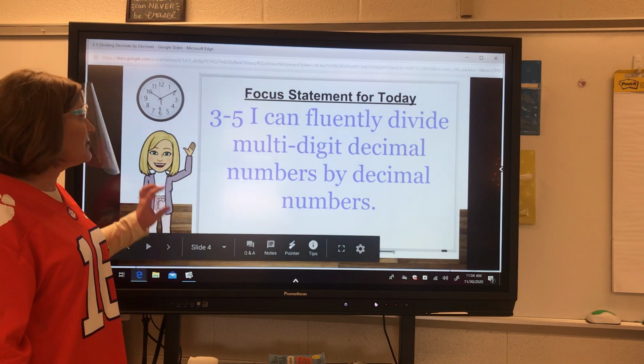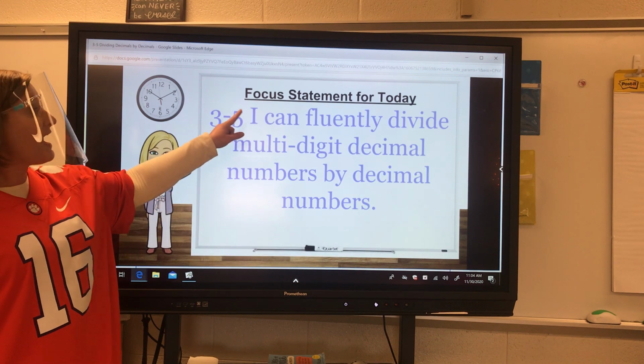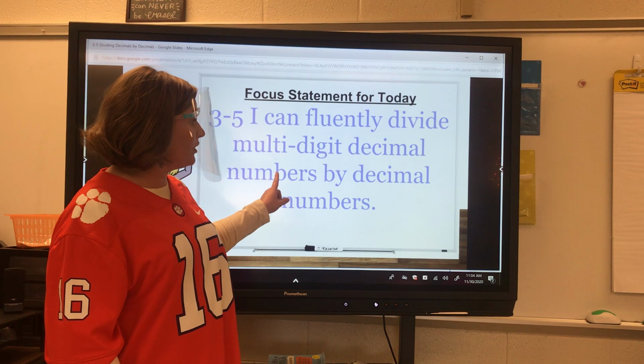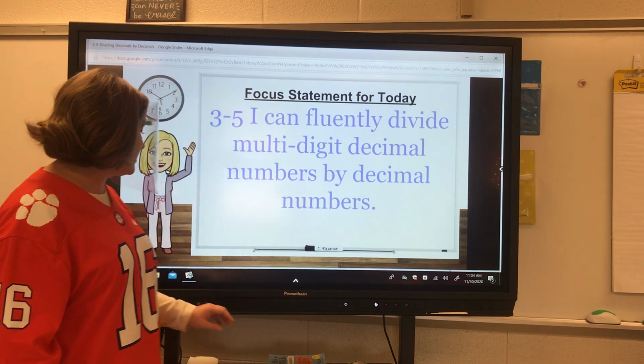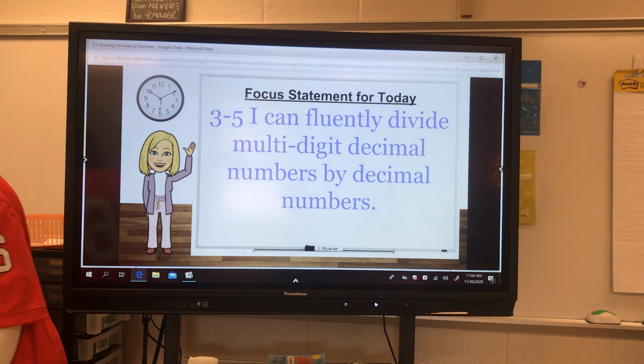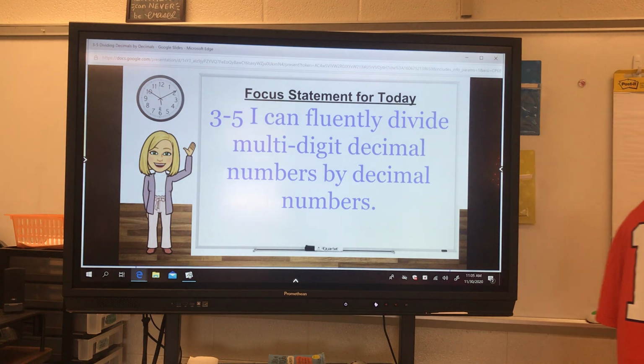And our focus statement today is kind of long, okay? So I want you to write this at the top. I can fluently divide multi-digit decimal numbers by decimal numbers. Now, y'all, if you don't want to write out the word numbers, what should you write? What can you put? The hashtag. You can put the hashtag. That's fine, okay? Everybody knows what a hashtag is, right?